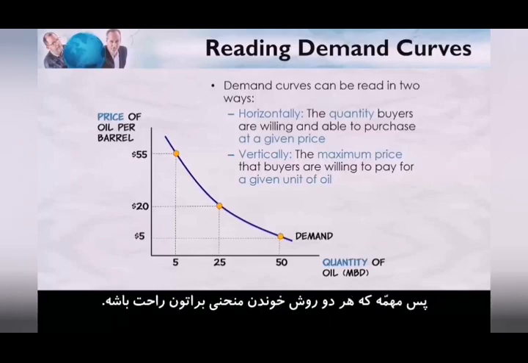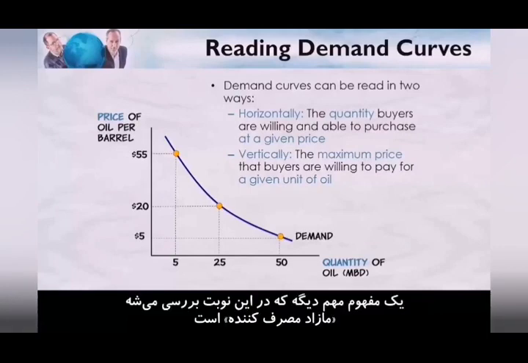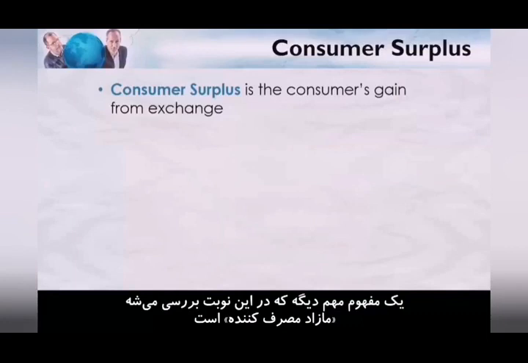It's important that you be comfortable with both ways of reading the demand curve. One further important concept for this lecture is consumer surplus.